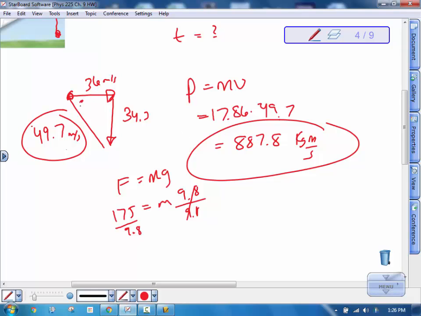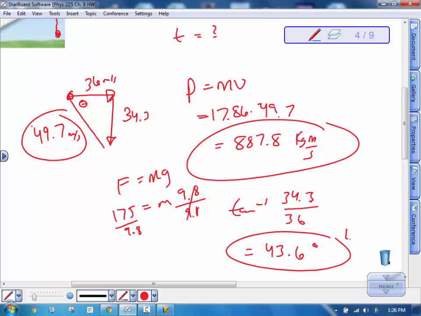So to give the direction, I have to give this angle right here, and I'll call it below horizontal. So to find that, I'll do inverse tangent of 34.3 divided by 36. And that gives me about 43.6 degrees below horizontal. So I would say below horizontal here.